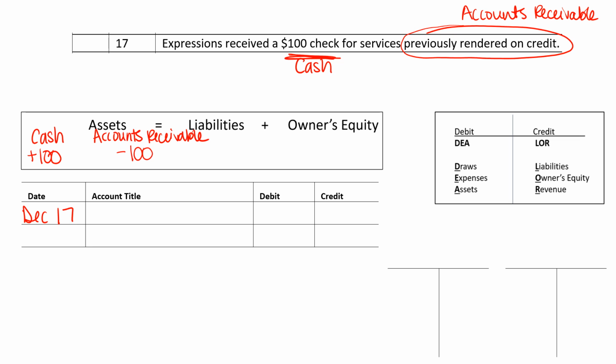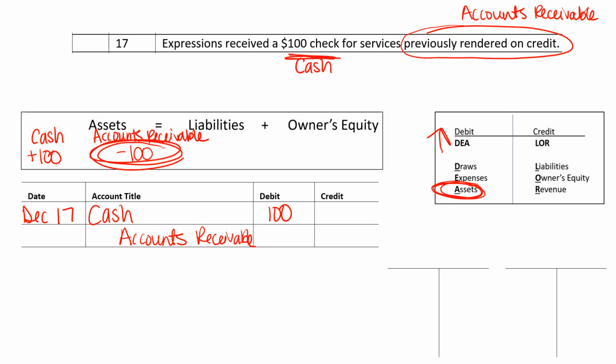So cash is an asset. Assets are increased with a debit. So we debit cash for $100. Accounts receivable is also an asset. Assets are increased with a debit, but remember here we are decreasing the asset. So we will credit accounts receivable. For our T accounts, we have cash and accounts receivable. Debit cash, 100, and credit accounts receivable, 100.